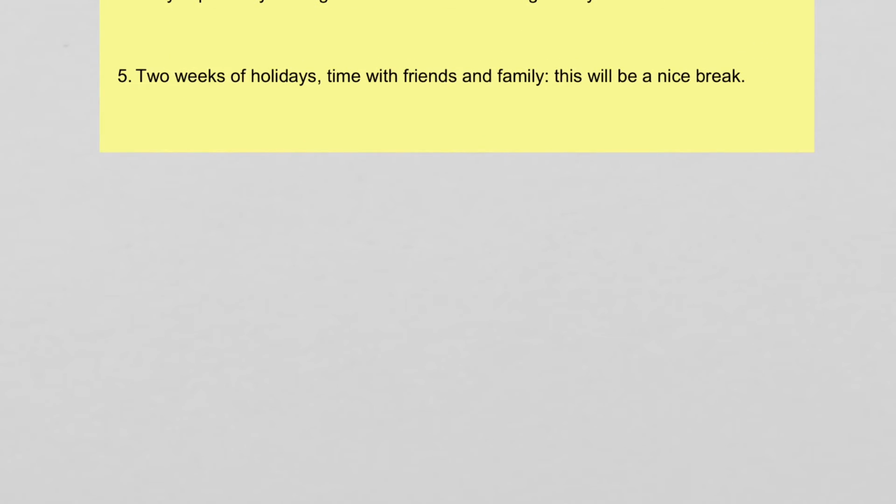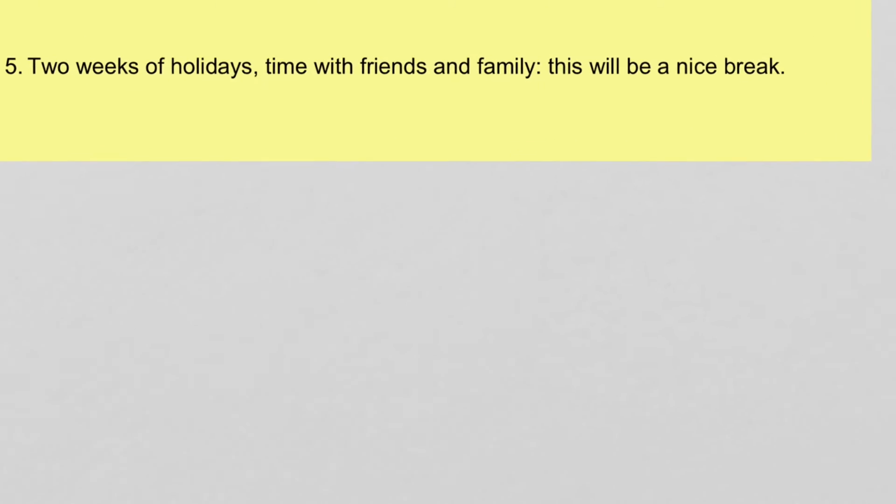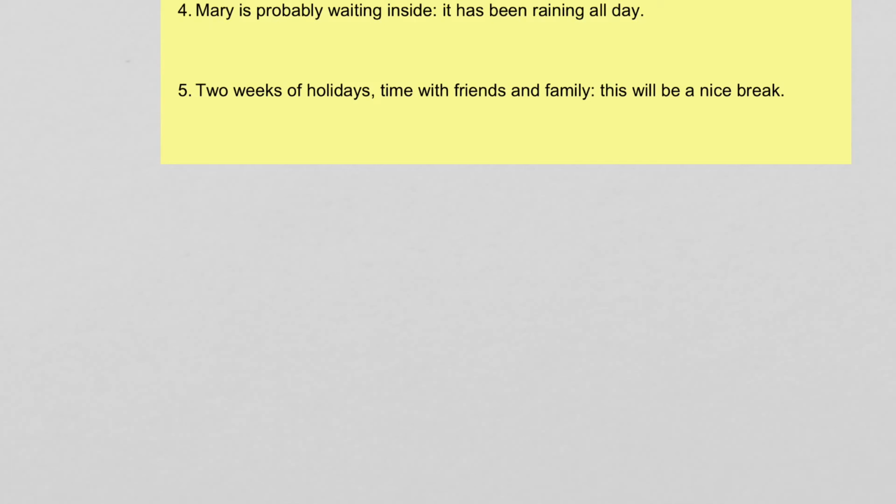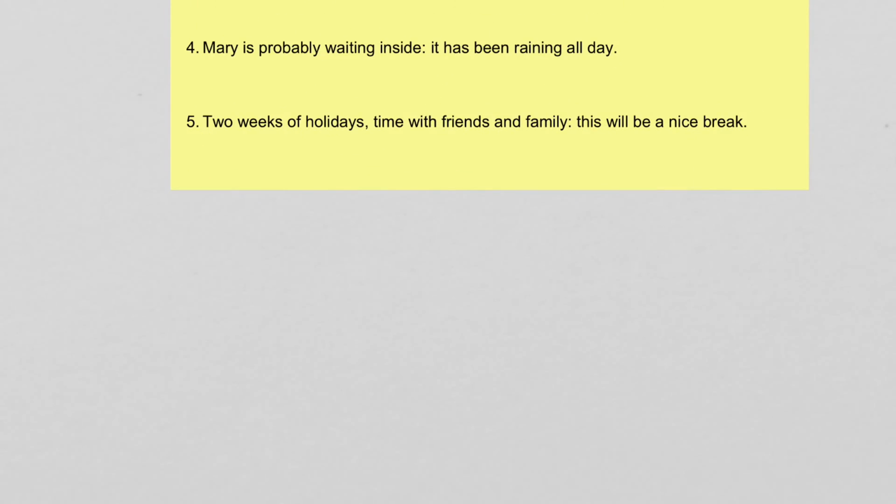Last one. 2 weeks of holidays, time with friends and family. This will be a nice break. Let me say it again and I'll tell you where the colon is. 2 weeks of holidays, time with friends and family, colon, this will be a nice break. Okay, I thought that this was a neat little example. All right, so you're kind of doing the opposite there, right? You're saying a couple of things and then you're explaining why you just said them.